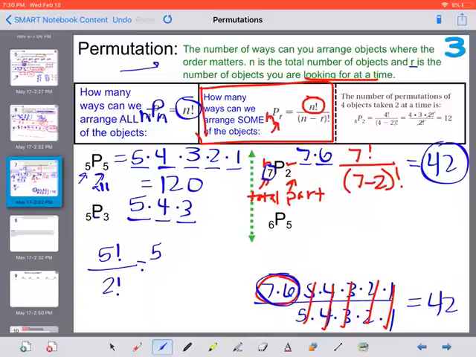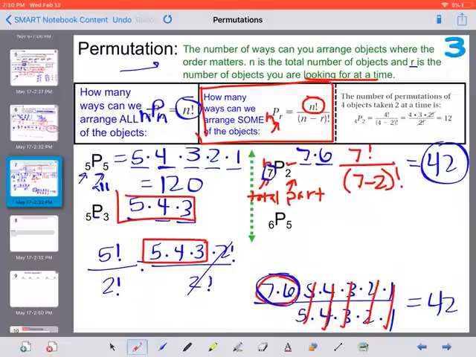If we were to write that out, 5 times 4 times 3 times... I'm just going to stop at 2 factorial, because 2 factorial is still 2 factorial. They're going to eliminate. It's just 2 times 1. So we just have 5 times 4 times 3, which is exactly what we had here. 5 times 4 is 20. 20 times 3 is 60. 60 ways to arrange 3 objects when there are 5 choices.